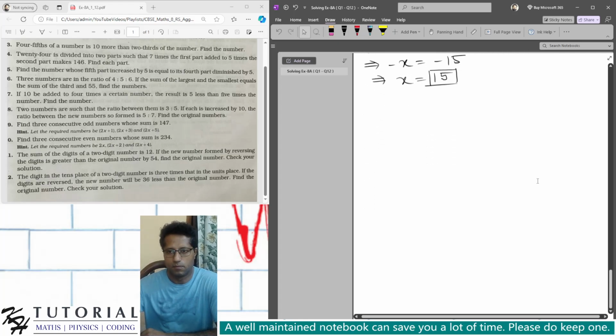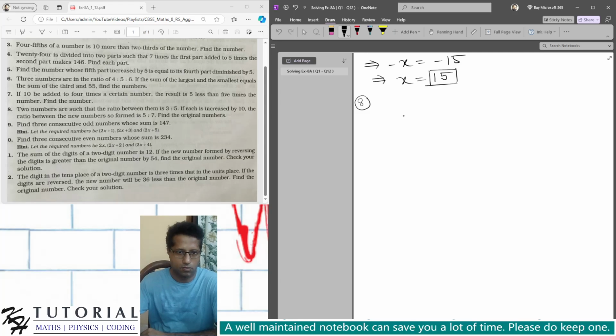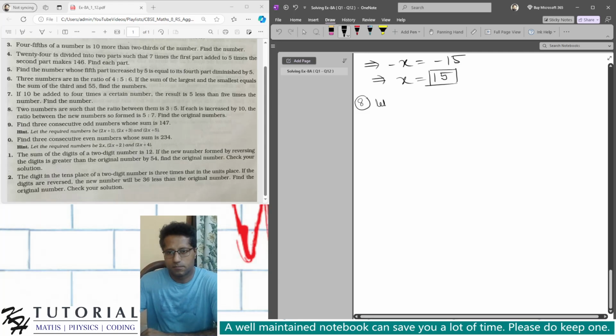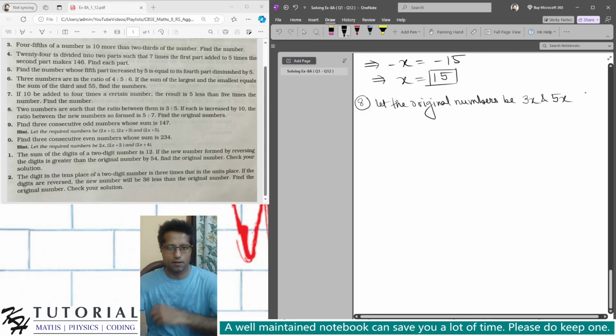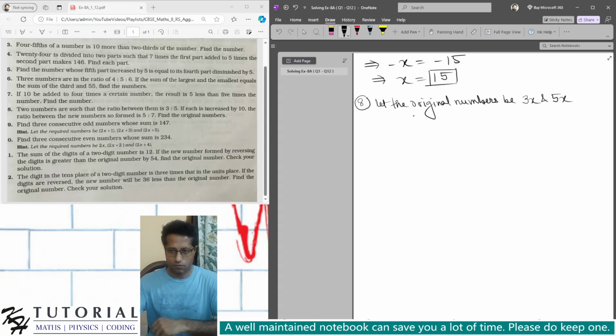Okay, let's do problem number 8. Two numbers are such that the ratio between them is 3:5. If each is increased by 10, the ratio between the two numbers so formed is 5:7. Find the original numbers. So let the original numbers be 3x and 5x. Why? Because the original numbers are given to be in the ratio 3:5. So we assume that the original numbers are 3x and 5x.